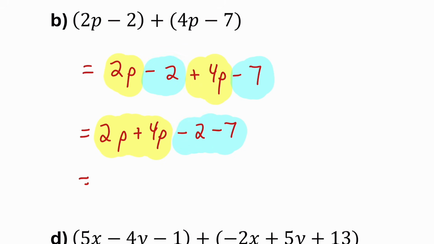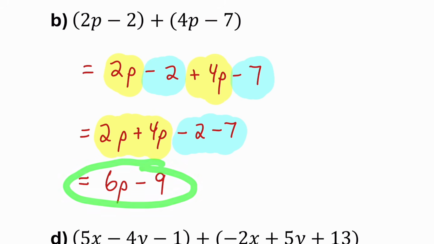And then when collecting my like terms, 2p plus 4p is 6p, and negative 2 take away 7 is negative 9. So there's my final simplified expression.